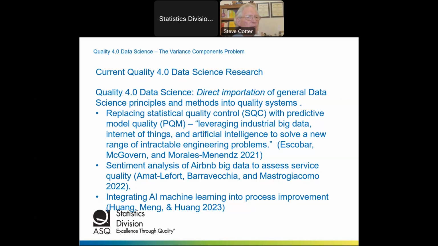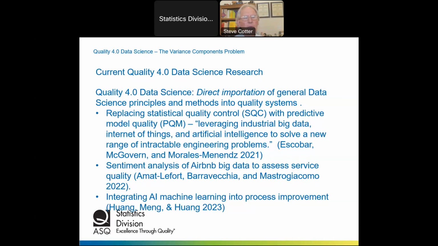And typically, I've found that there are two approaches. One is replacing statistical quality control with predictive quality models, leveraging big data, industrial big data, Internet of Things, and artificial intelligence to solve a new range of intractable engineering problems. And the second is integrating AI and machine learning into experimental design and process improvement. Now, both of these are admittedly important research areas, but from my research, I feel that they both ignore the looming Industry 4.0 horizontal vertical integration problem.